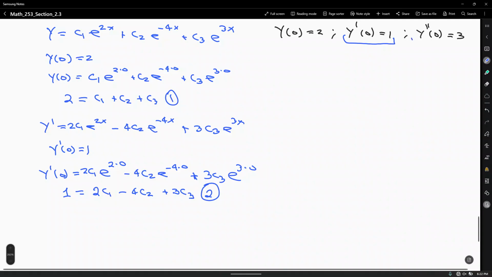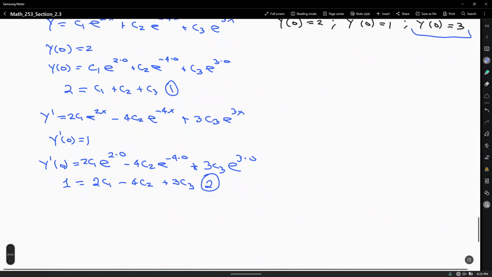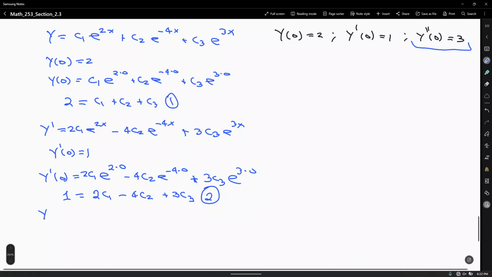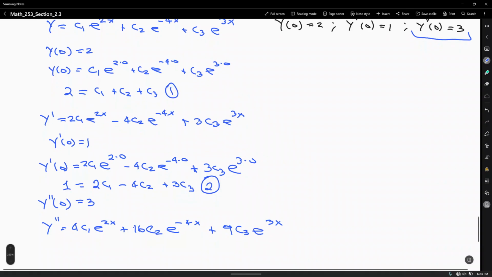Second derivative, because we have a condition for the second derivative, okay? That is y double prime of 0 equals 3. So find the second derivative. From here, this is the first derivative, find the second. Y double prime equals, 2 times 2 is 4 c1 e to the 2x, minus times minus equals plus. Negative 4 times negative 4 is plus 16 c2 e to the negative 4x plus 3 times 3, which is 9 c3 e to the 3x, okay? And there's nothing to reduce.